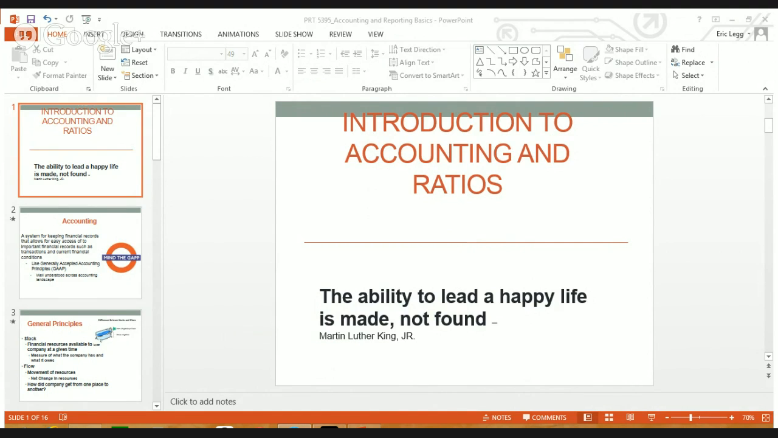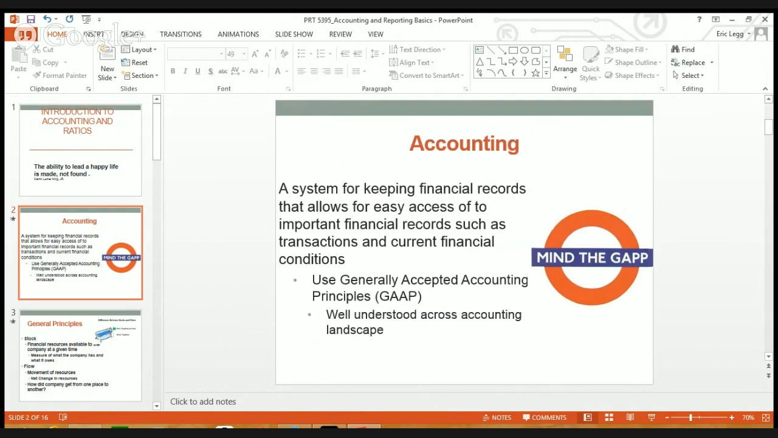Hi, in this video we're going to give a basic introduction to accounting and ratios. So first, what is accounting? Very simply, it's a system that allows us to keep financial records, easy access, standards that everybody understands so that I can compare one financial statement to another. In accounting, we generally use what's called GAAP, generally accepted accounting principles. Not an earth-shattering term there, but it's a well-understood system so that we can compare one financial statement to another.